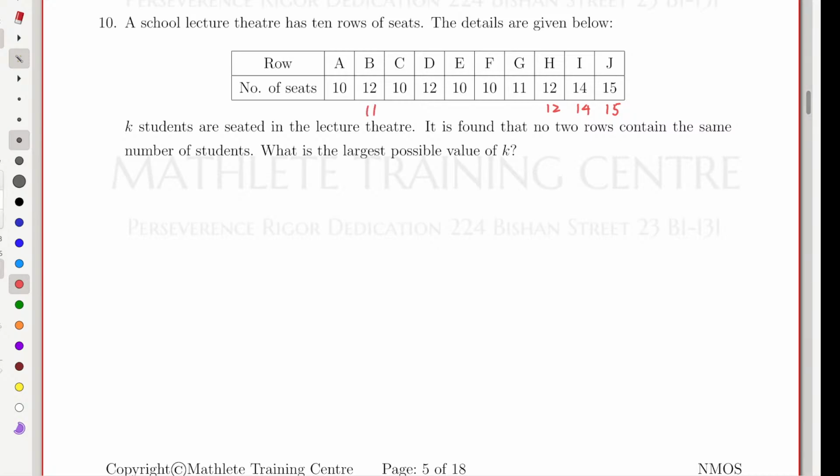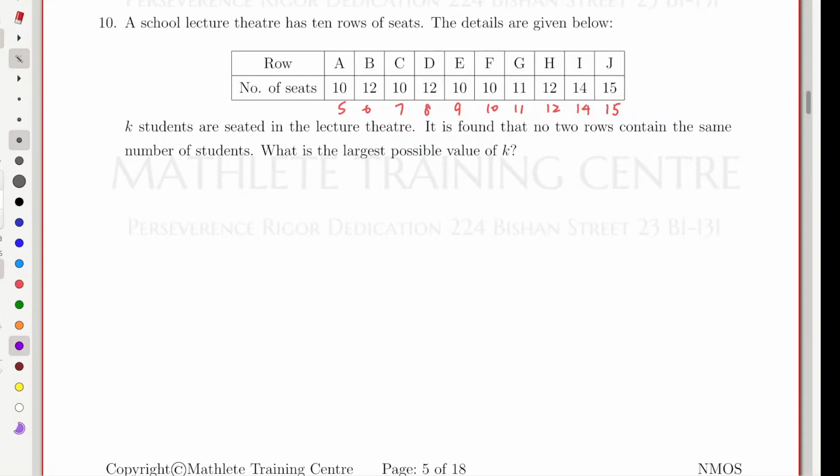I can put 11 here, I can put 11 here, it's all the same thing. It doesn't matter. So let's put 11 here. The next largest I can put is 10. The next largest I can put is 9, 8, 7, 6, 5. So this will be the largest number of people that you can put in the lecture theatre so that no two rows are the same.